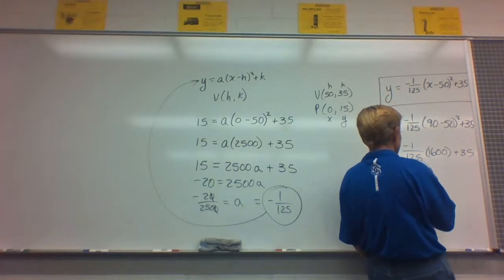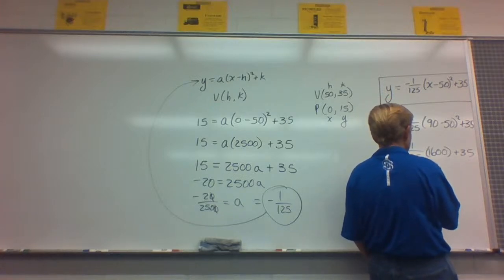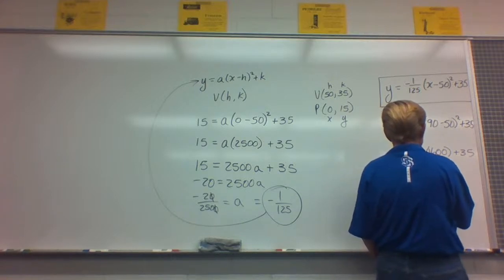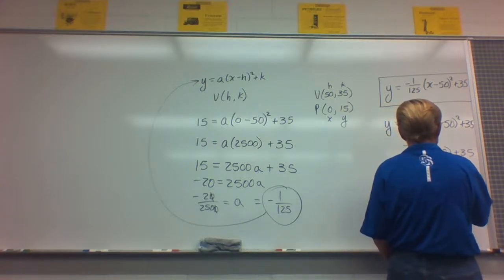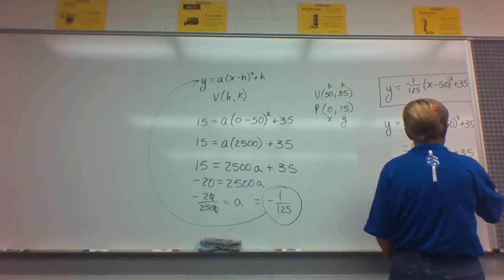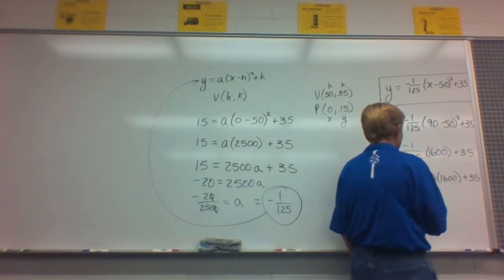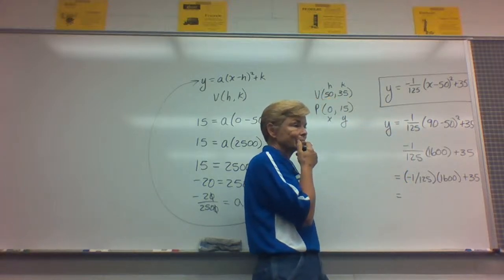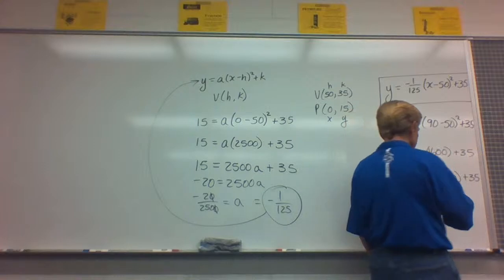In your calculator, this is what you would type. Parenthesis, negative, the negative sign, not the minus sign, 1 divided by 125, close it. Then 1600 in another set of parentheses, and then add 35 on the back. What do you get? 42.2. Is that about what we expected?